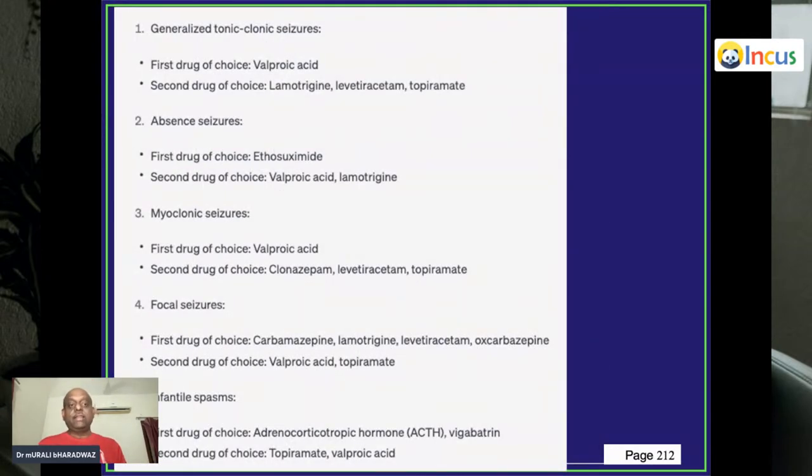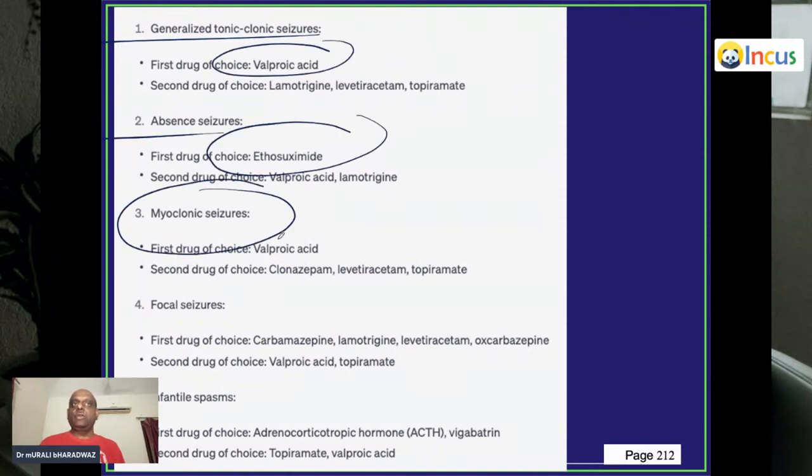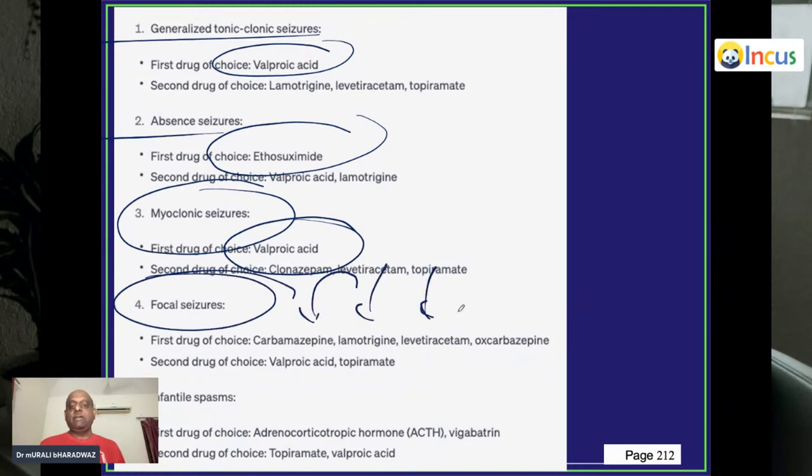So, what are the first drugs of choice? Favorite question of the examiner, doctor. GTCS, valproate. Absence seizures, ethosuximide. Myoclonic seizures, valproate. Focal seizures, carbamazepine, lamotrigine, levetiracetam, and oxcarbazepine.